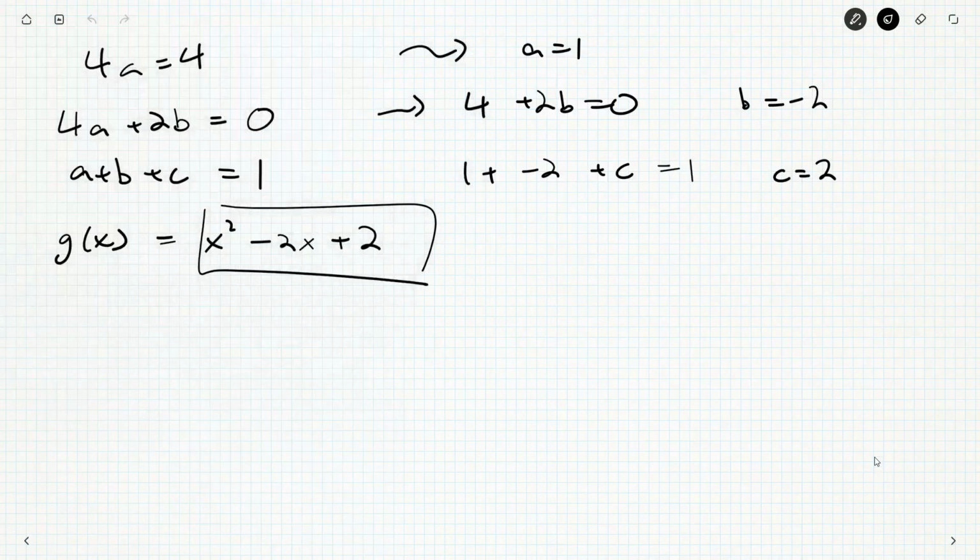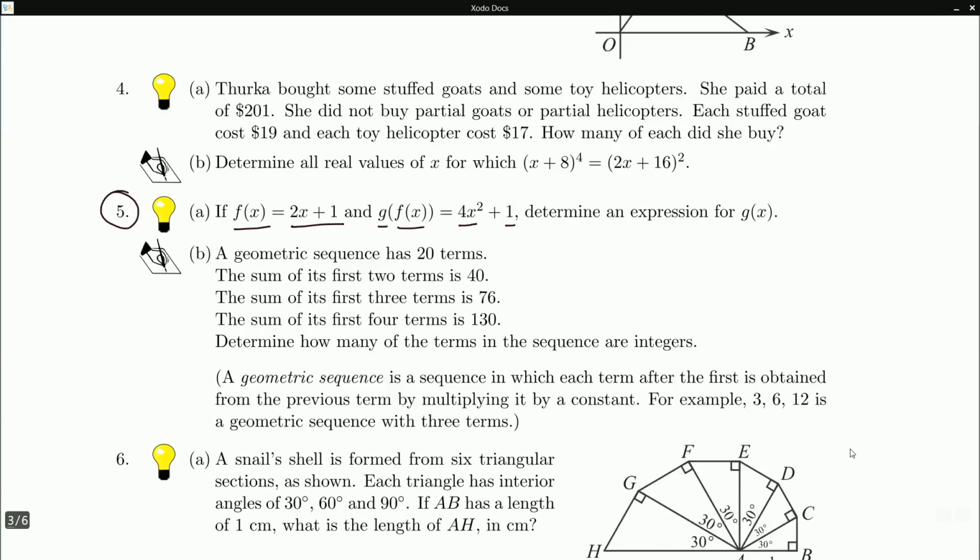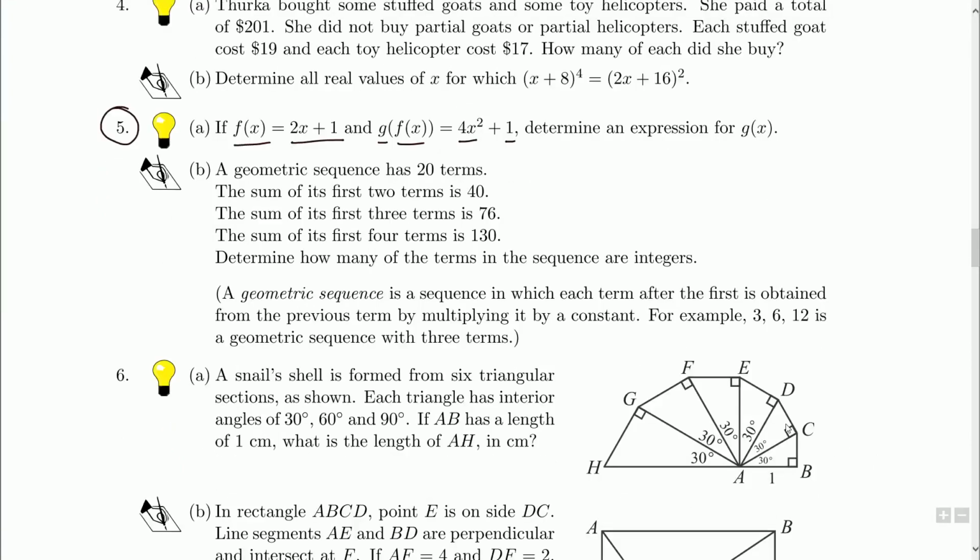Okay, so now we're on to 5b. A geometric sequence has 20 terms.